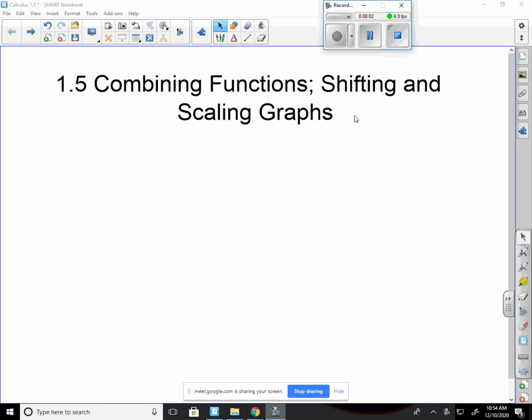Today we're starting 1.5, combining functions, shifting, and scaling graphs. This is all stuff that we did in Algebra 2 and pre-calculus, so we're still in the review phase here.